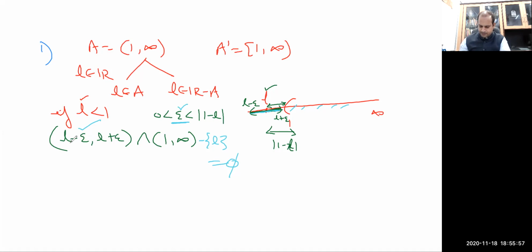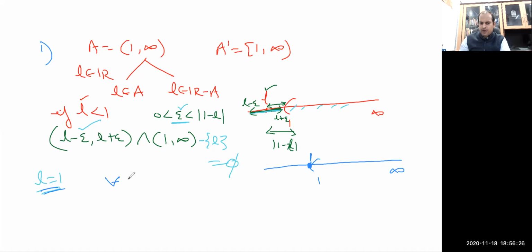Now what about L equal to 1? Is this a limit point? To show that L equal to 1 is a limit point, let us consider the set, the open interval 1 to infinity, and we need to show that 1 is its limit point.